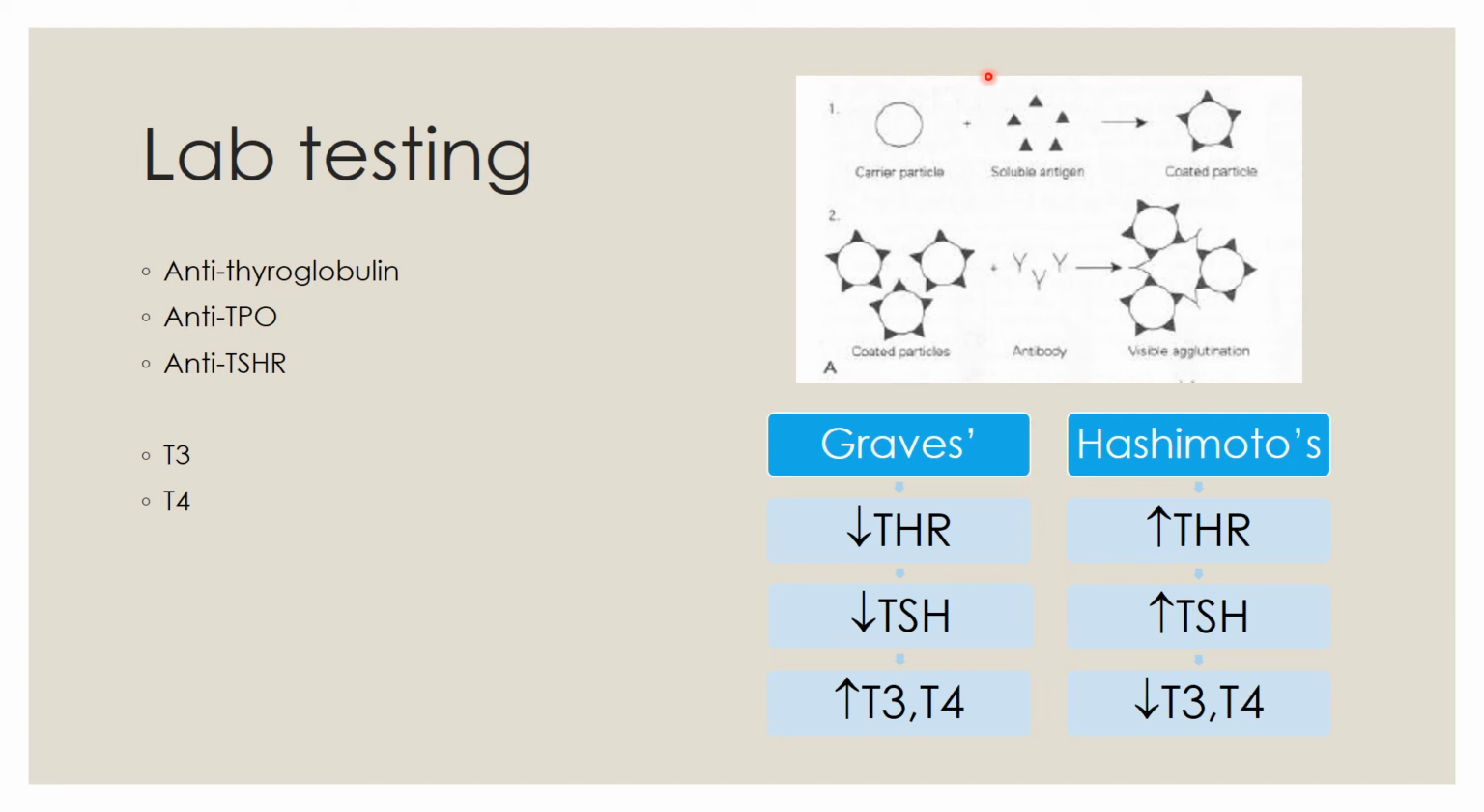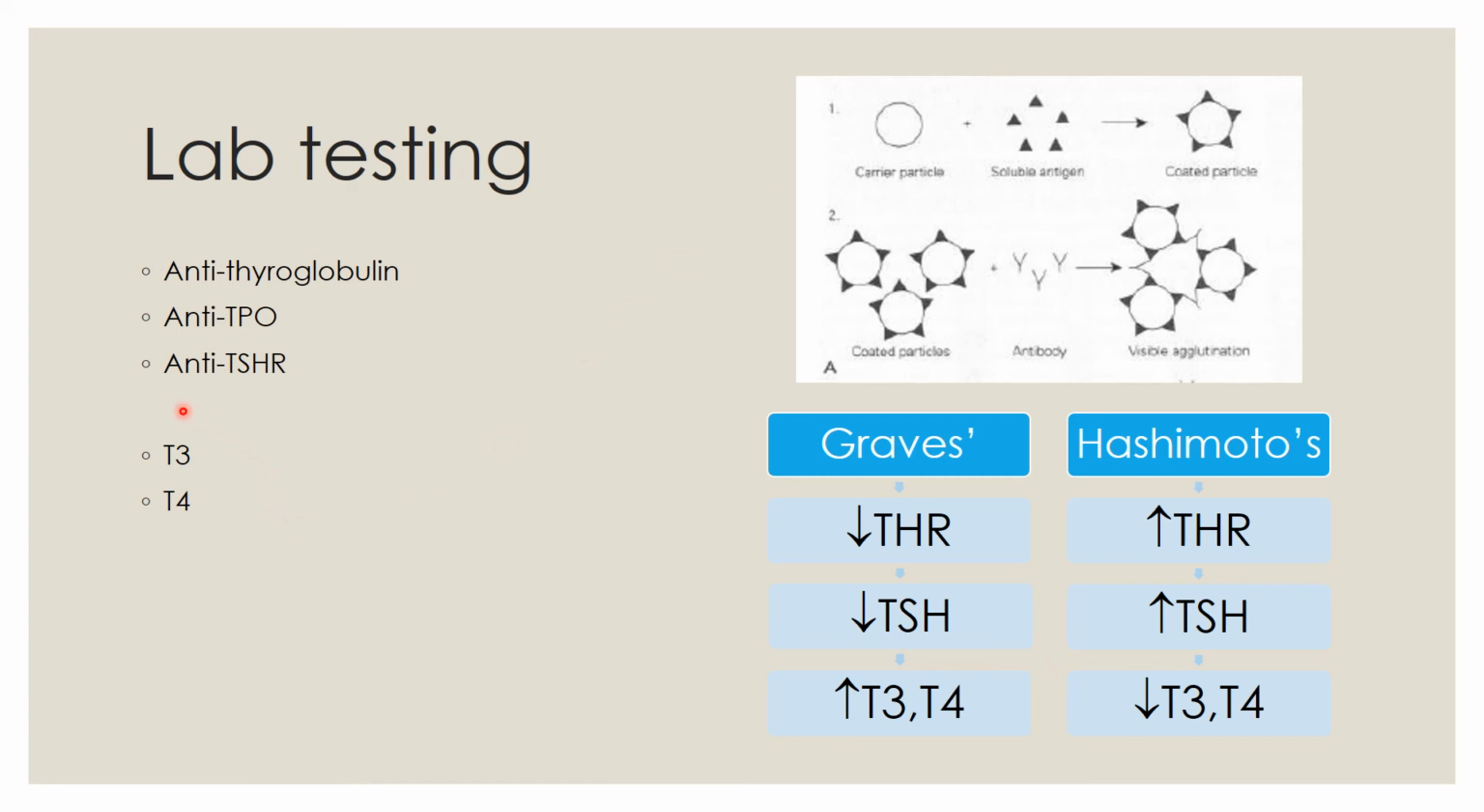There have been other versions of thyroid stimulating hormone receptor antibodies found in Hashimoto's, but they're not against the same epitope, and so you don't get the same effects. It doesn't stimulate the release of thyroxine.